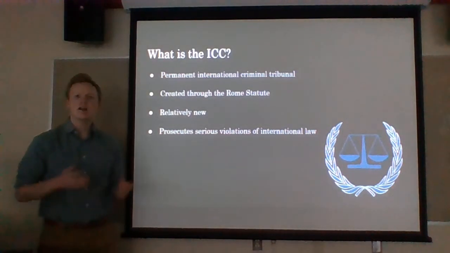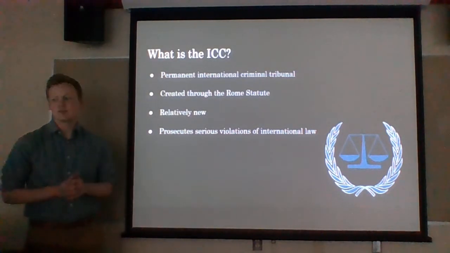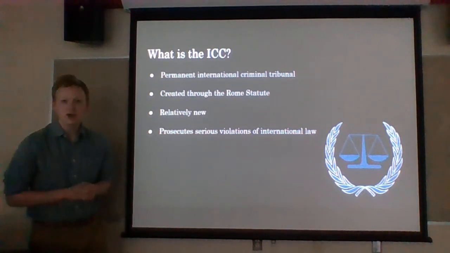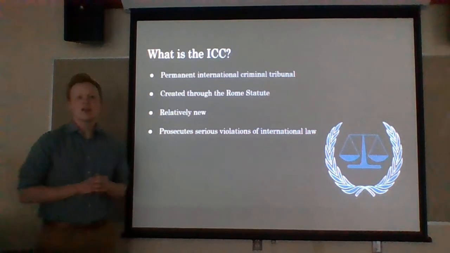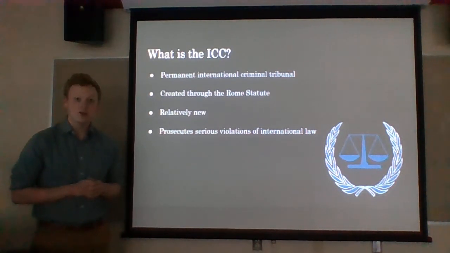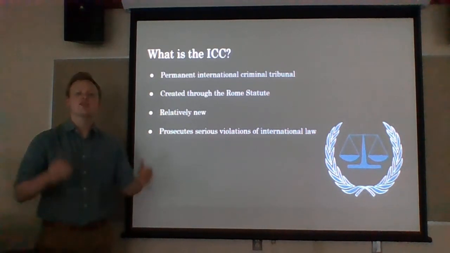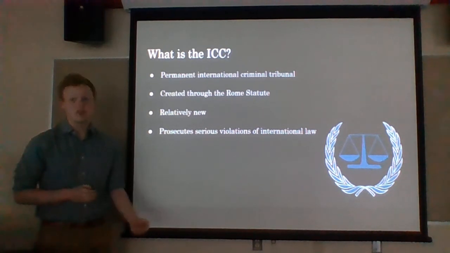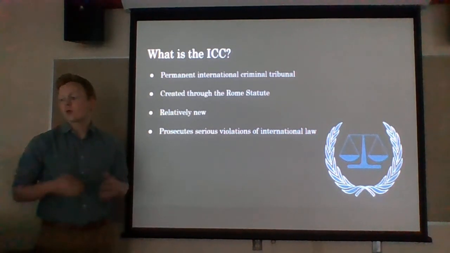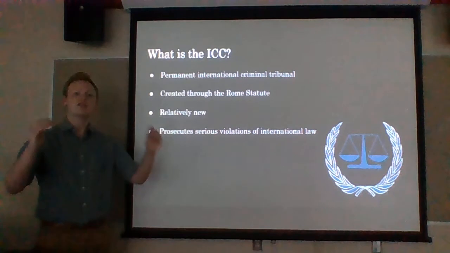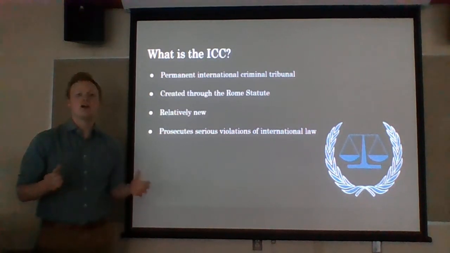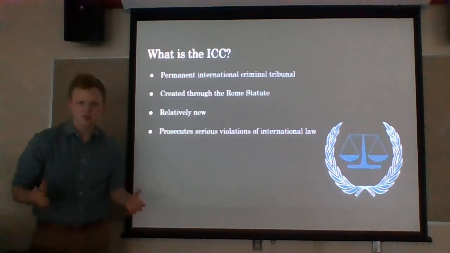We start by understanding what the ICC is. It's a permanent international criminal tribunal, and it was created through the Rome Statute. This happened in 2002 when 60 states ratified the Rome Statute, thus bringing the court into action. This means that this is a relatively new court, and it's also a court that prosecutes only the most serious violations of international law. And so this is known by many as a sort of court of last resort.